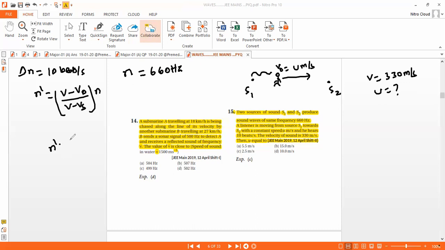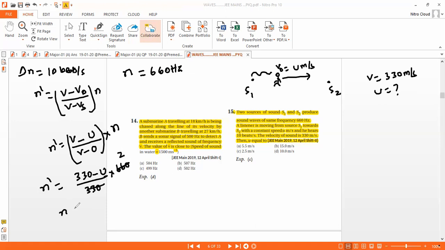n dash equal to v minus observer, it is moving with u, by source it is at rest, times n, అంటే 660. So n dash equal to speed of sound, how much they give? 330. So 330 minus u by 330 into 660. So this is 2. So n1 dash equal to 660 minus 2u.